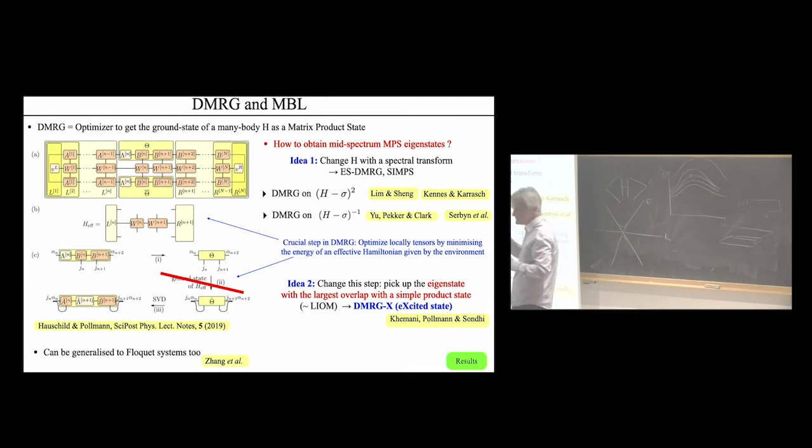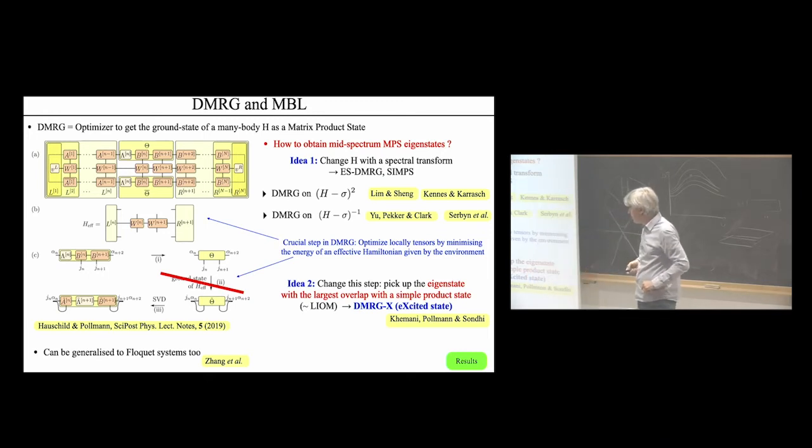And then we can obtain very efficiently, not the full spectrum of all eigenstates one by one in the middle of the spectrum, but some of them. The ones which have the largest overlap, because it's almost a one-to-one connection between a simple product state and this matrix product state. And that's a very nice idea.